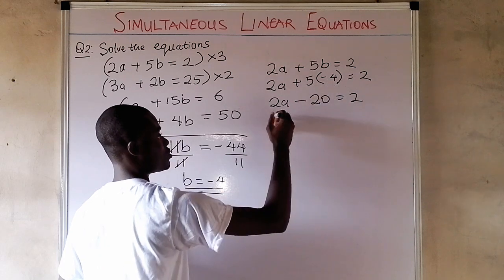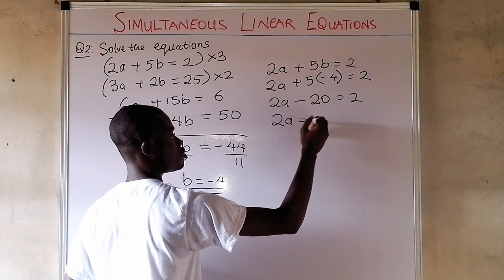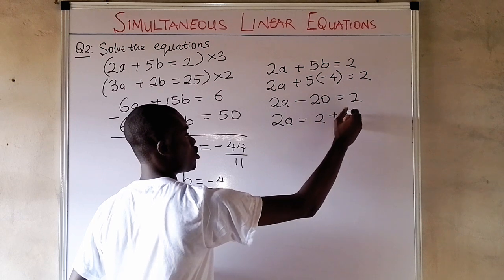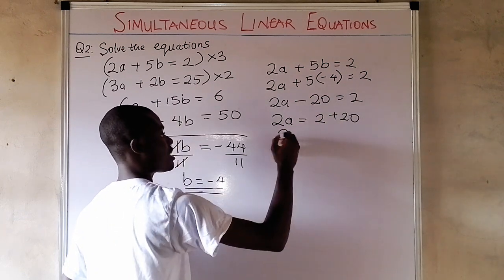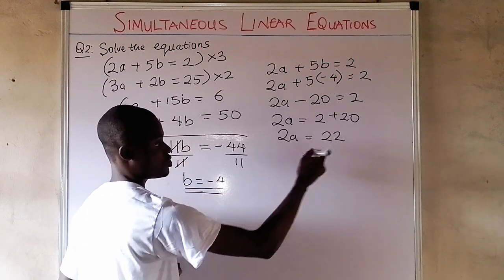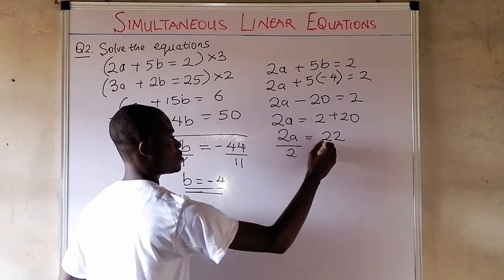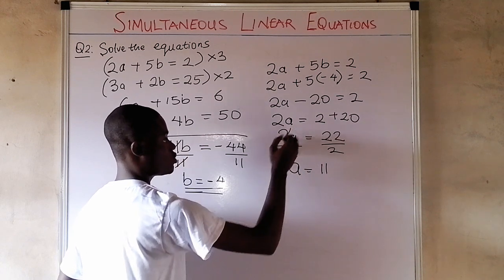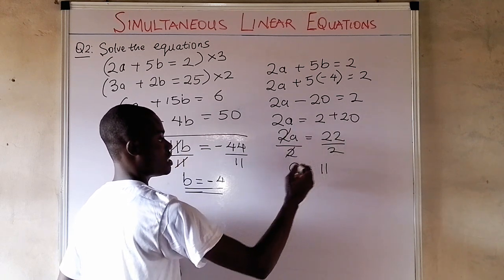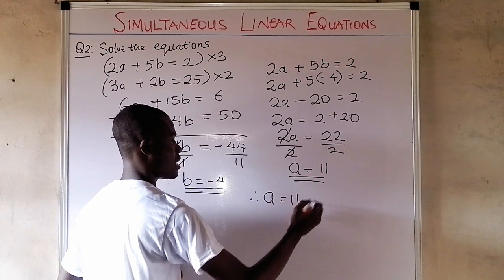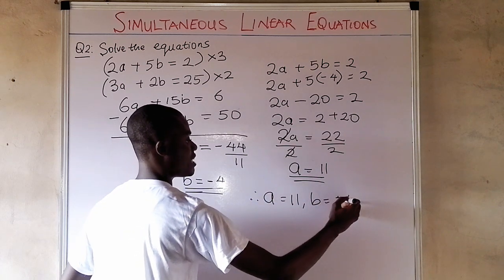So I'll collect like terms. When I do that, 2a is equal to 2. If minus 20 comes to the other side, it becomes plus 20. So we now have 2a is equal to 22, because 2 plus 20 equals 22. Then divide both sides by 2. When we do that, a is equal to 11, because 2 cancels 2. 22 divided by 2 is 11. So therefore, a is equal to 11 and b is equal to minus 4.